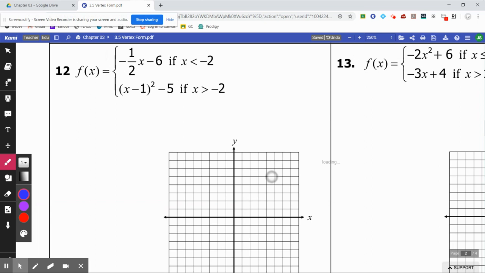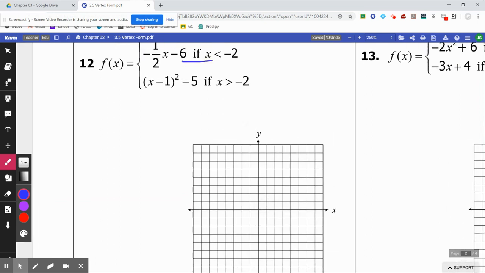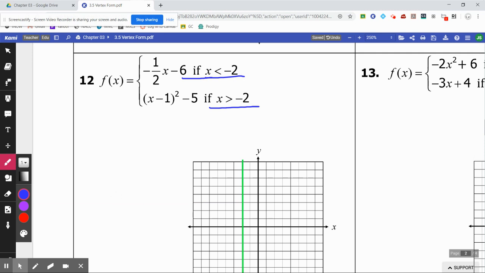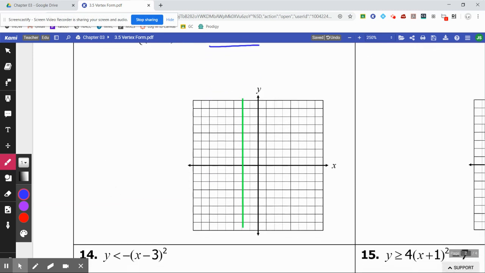Let me zoom out just a little bit so I can try to get both of these on there. So I'm going to put a -2 on my graph to show me where to divide my two graphs. To the left of -2, I'm going to graph a simple line: y equals -1/2 x minus 6, and that's what I'm graphing in the first portion over here. So let me do 1, 2, 3, 4, 5, -6.